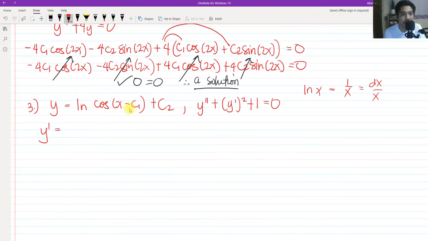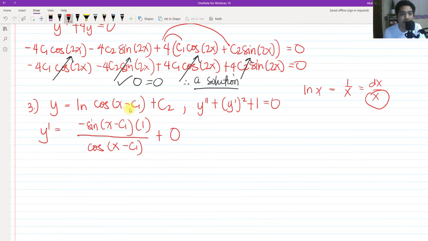So we differentiate this with respect to x, so that becomes negative sine of x minus c sub 1 multiplied by the derivative of the inside function of the cosine with respect to x. So that becomes 1, because the derivative of x is 1, the derivative of a constant is 0. Divided by its original function. So what's the original function? Cosine of x minus c sub 1. Plus, the derivative of c sub 2, which is a constant, would be 0.